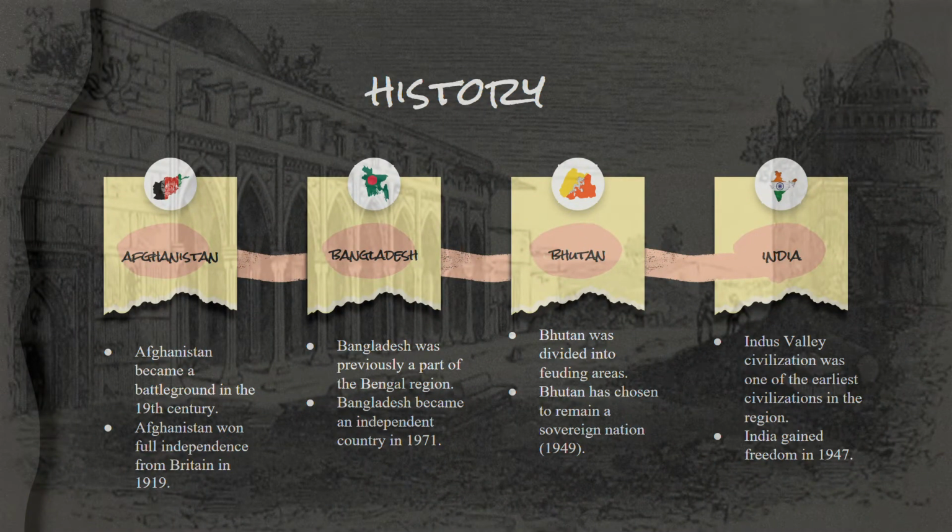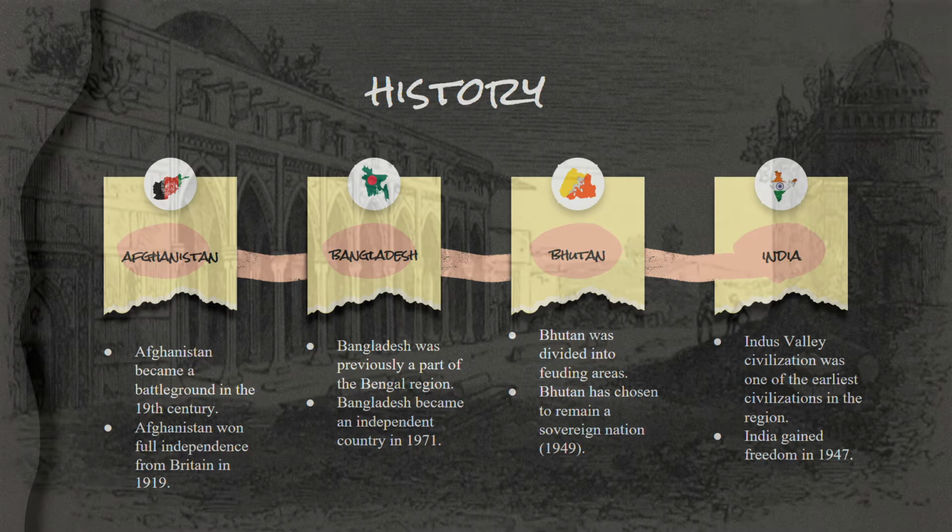Now, let's move to the history of South Asia. Afghanistan became a battleground in the 19th century as Imperial Britain and Tsarist Russia fought for control of Central Asia. The three Anglo-Afghan Wars took place between 1839 and 1919, and Afghanistan finally won full independence from Britain in 1919.